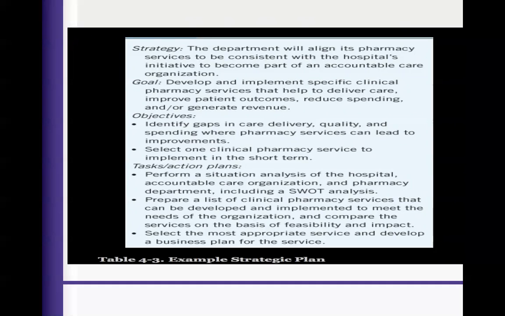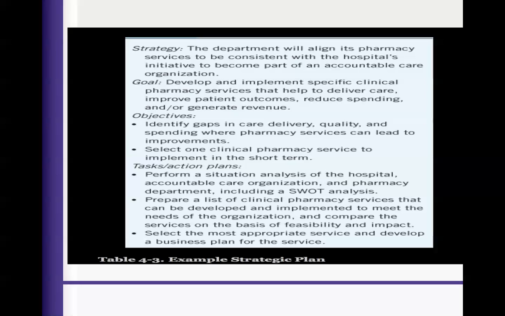The department will align its pharmacy services to be consistent with the hospital's initiatives to become part of an accountable care organization. The goal is we're going to develop and implement specific clinical pharmacy services that help deliver care, improve patient outcomes, reduce spending, and/or generate revenue. Our objectives: identify gaps in care delivery, quality, and spending where pharmacy services can lead to improvements. Select one clinical pharmacy service to implement in the short term. Here are the tasks and objectives tied to those.